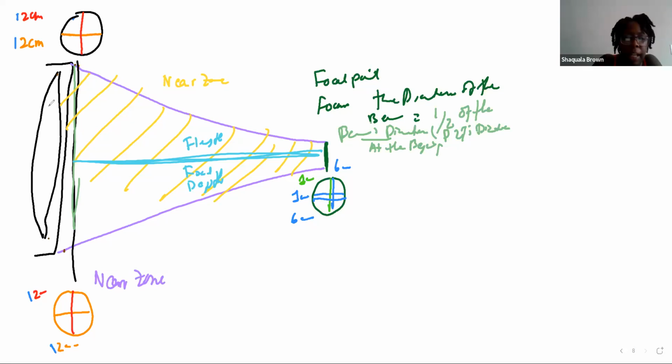Can you repeat that? It's going to be half of what? The diameter of the beam at the focus is going to be equal to half the diameter of the beam at the source.